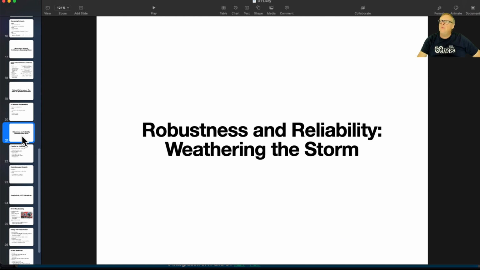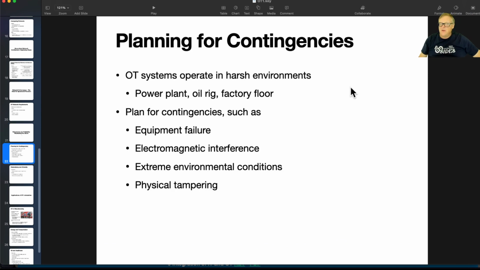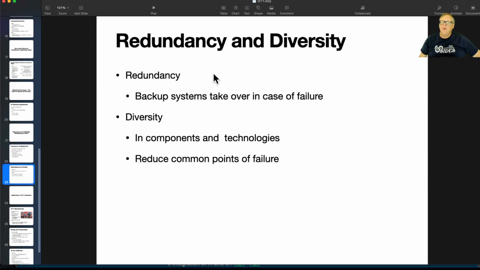All right, and then reliability. OT systems operate in a harsh environment. You're likely to have big, heavy factory equipment breaking, water spilling around, extreme temperatures and so on. So you have to plan for all these contingencies, especially since you're just going to keep this stuff running year after year. Sooner or later, something's going to break. So you have to consider all these bad things that can happen. So you have redundancy, backup systems to take over when the first ones fail, and you have diversity. Use different devices from different manufacturers with different technologies so that if one has some kind of systematic flaw, the other will hopefully not have the same systematic flaw.